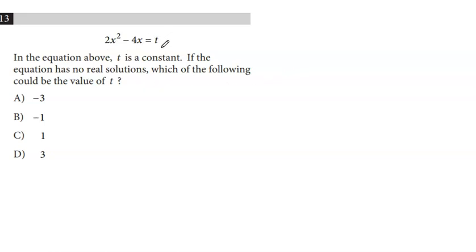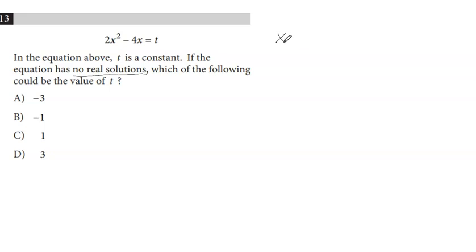So we have this expression, which is a quadratic equation, and it says that t is a constant. If the equation has no real solutions, which of the following could be the value of t? So we're looking for a value of t which will give x to be non-real solution, right? So with this, we can use the quadratic formula to try and find out.